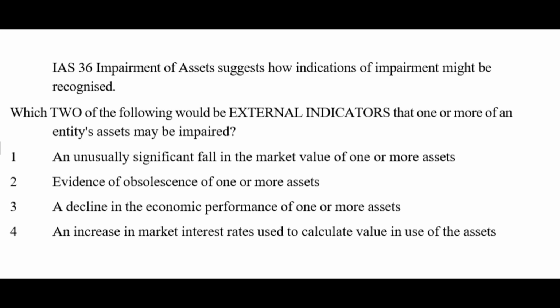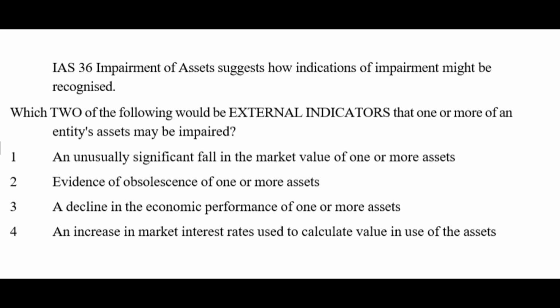This question tests knowledge of IAS 36 Impairment of Assets, specifically how to distinguish between external and internal indicators of impairment. Under IAS 36, an entity must assess whether there are any indicators that an asset may be impaired. These indicators are classified as external indicators, which arise from outside the entity: market conditions, economic environment, interest rates, asset prices. Internal indicators arise from within the entity: asset usage, obsolescence, physical damage, performance issues.